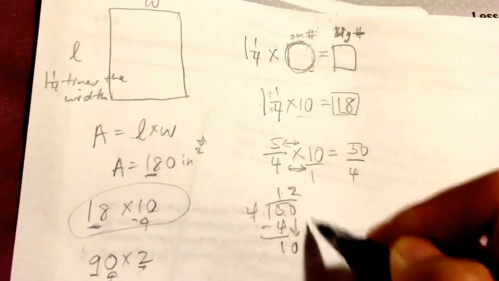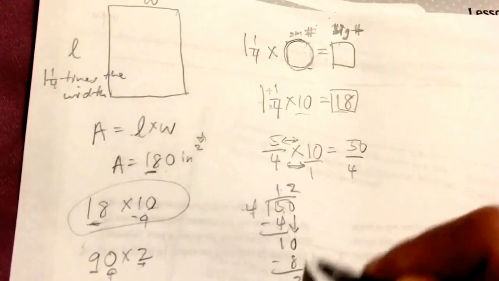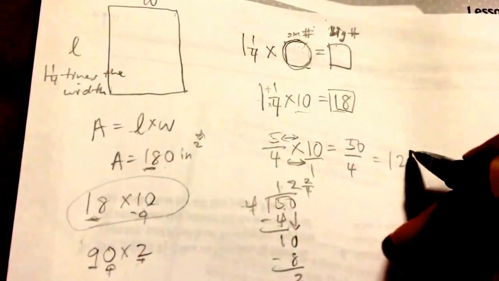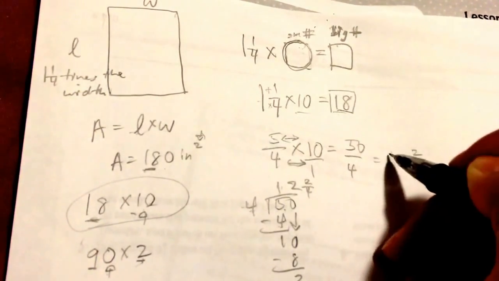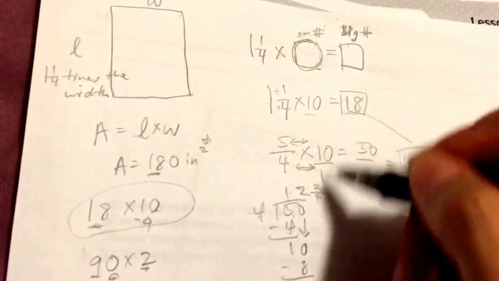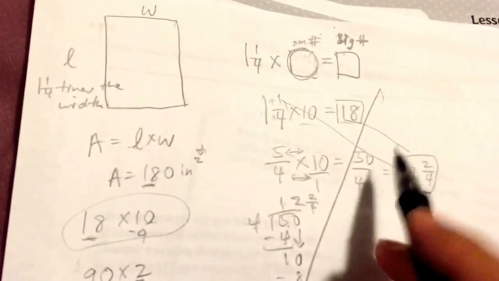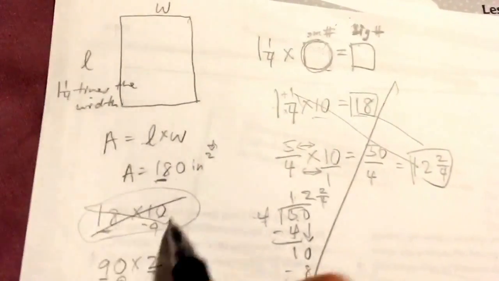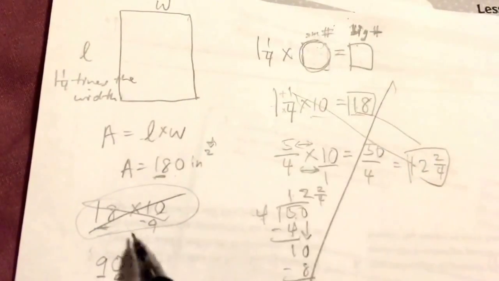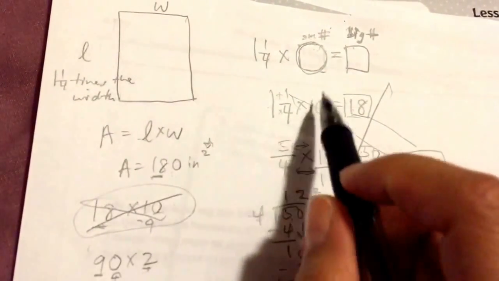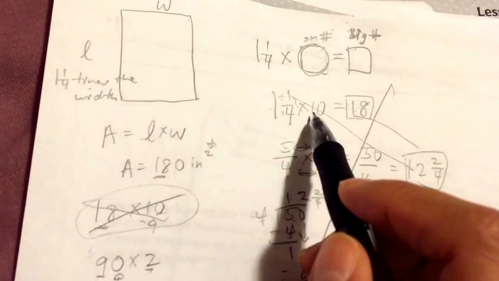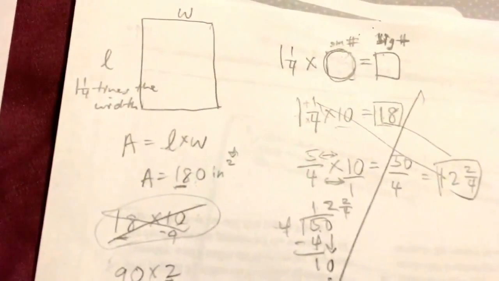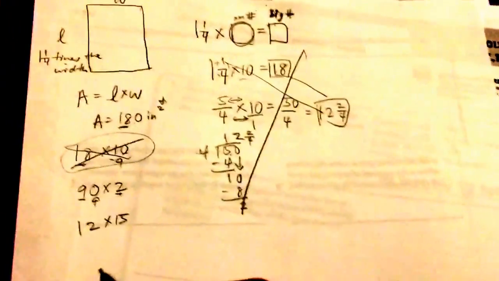4 times 2 is 8. And even though we have a fraction that can be reduced, if I were to say 12 and 2/4, that already does not match 18. And so this cannot be the answer. Because 18 does not equal 12 and 2/4, the answer cannot be 8 times 10. Even though 18 times 10 is 180, 1 and 1/4 times 10 is not 18. So remember, we have to make sure that both statements are true.